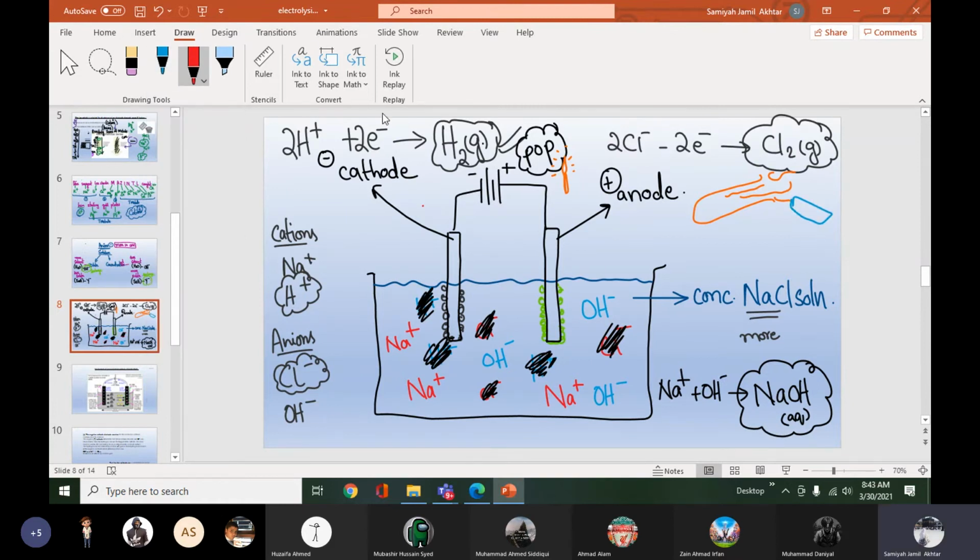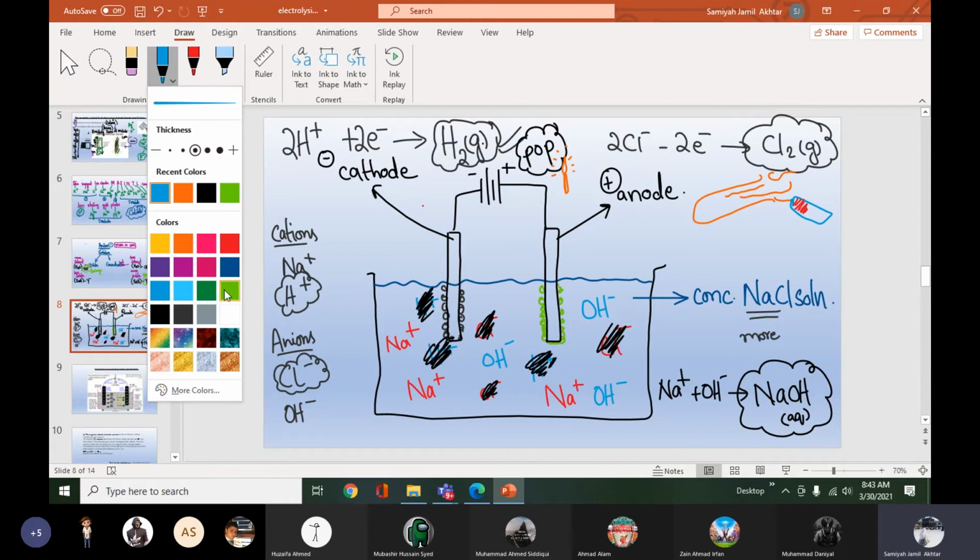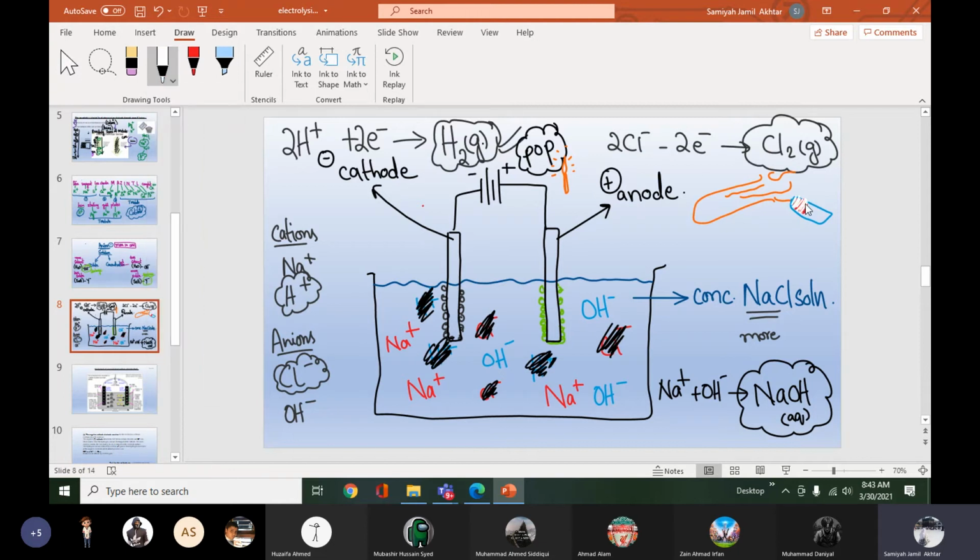Chlorine gas is acidic, so first it will turn the litmus paper red. But after some time, if we keep on giving chlorine gas, it will bleach the litmus paper, because it is also a bleaching agent. So the chlorine gas test is that it first turns damp blue litmus paper red, and then it bleaches it.